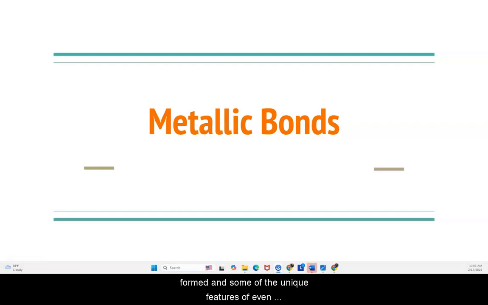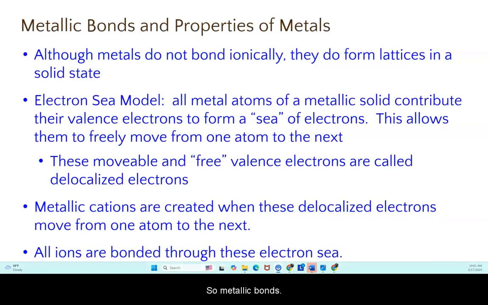Today we're talking about metallic bonds, what they are, how they're formed, and some of the unique features of metallic bonds. So metallic bonds are only bonds between metals, and they do form lattices in solid states, although they are not ionically bonded. They have something called the electron sea model, where all metal atoms of a metallic solid contribute their valence electrons to form a sea of electrons.